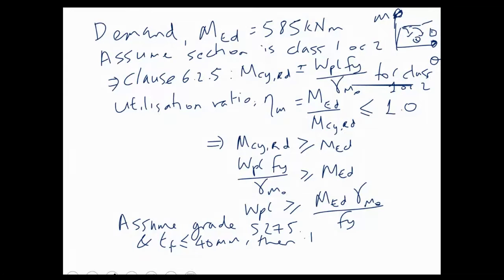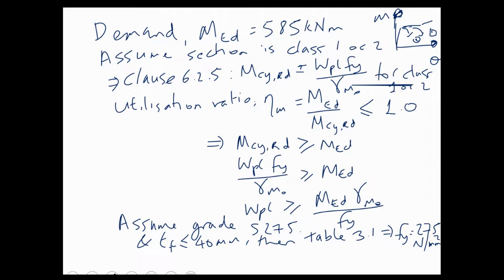So the thickness of the flange is less than 40. Then table 3.1 implies Fy is equal to 275 newtons per millimeter squared. Okay, so that's if we have grade S275, which is what we were given in the question, and the thickness of the flange is less than or equal to 40 millimeters, then table 3.1 in Eurocode 3 part 1-1 will tell us that Fy is 275 newtons per millimeter squared.